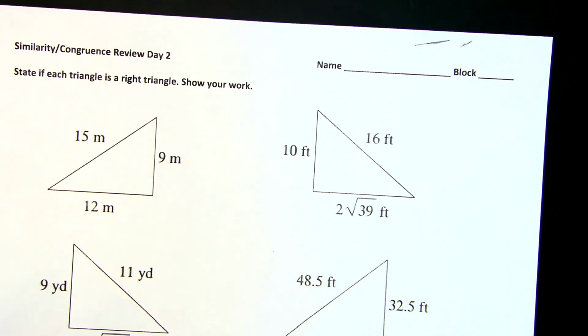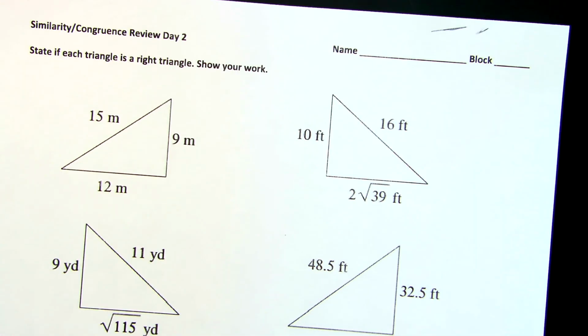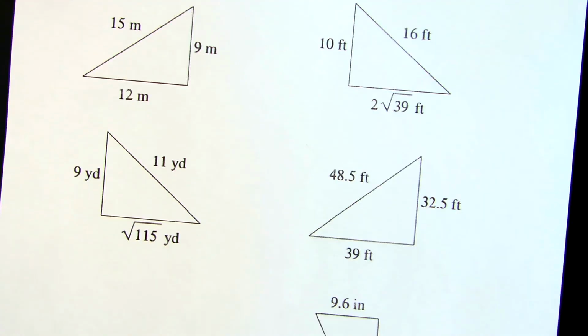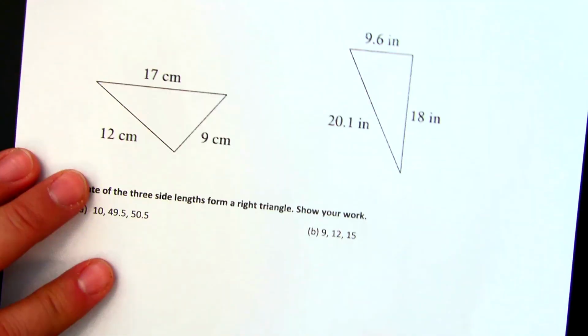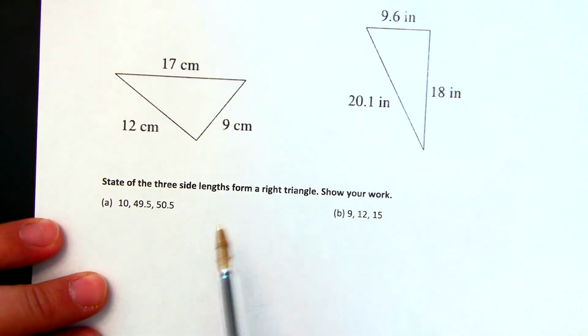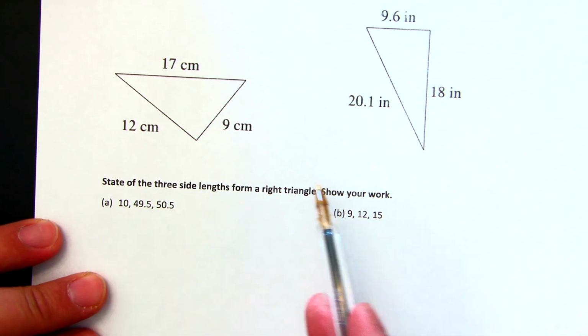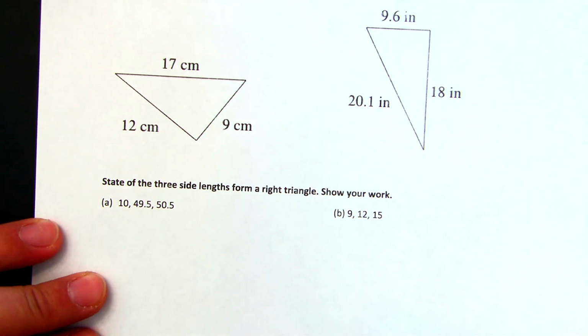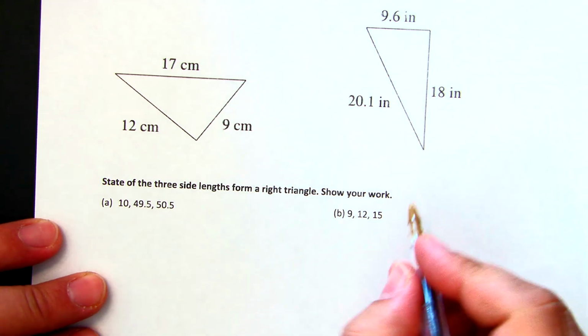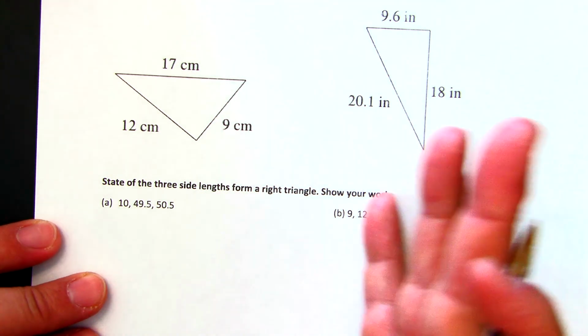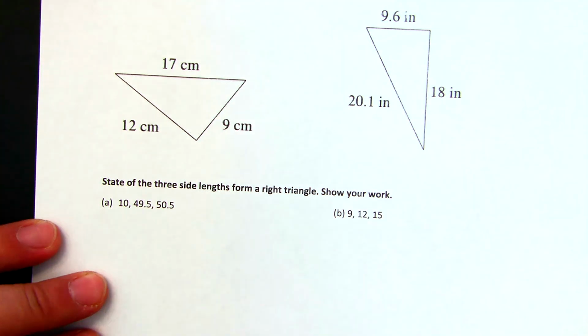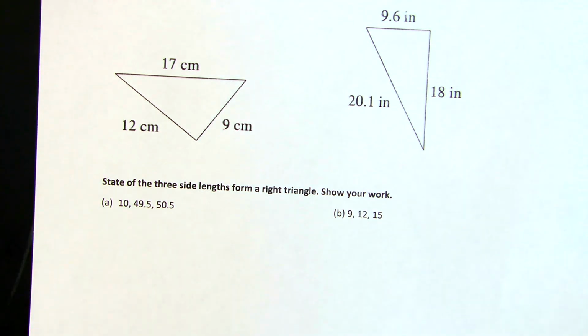You have some practice problems to work on. All you're going to do in these problems is the same thing we just did. When you get to the bottom, state if the three sides form a right triangle. It's the same problem, it just hasn't given you the picture. But again, you know that the longest side is always going to be your c. It's always going to be your hypotenuse. So, all right, go ahead.